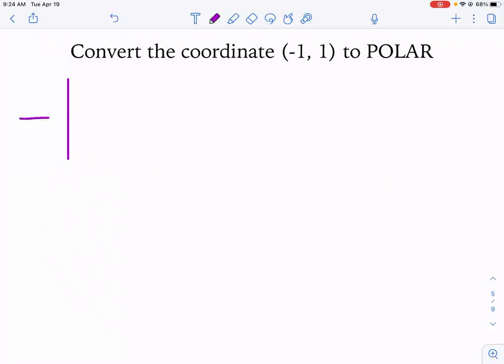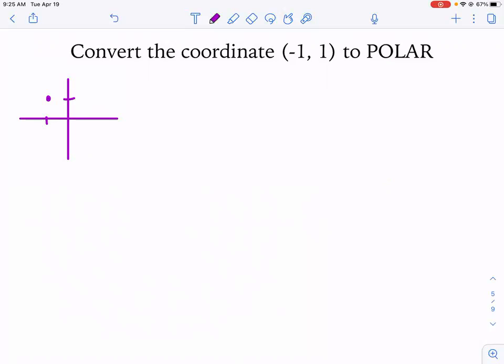You don't have to actually plot it, but you have to think about what quadrant it is in. Which quadrant is -1, 1 in? It's in the 2nd quadrant. So whatever my final answer is, that should also match being in quadrant 2. All right. So we need R and we need theta.